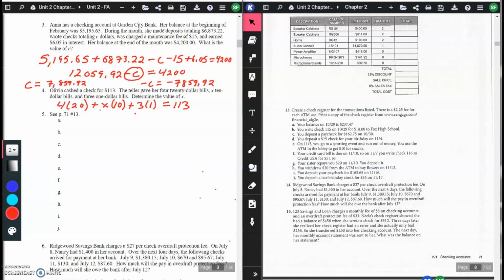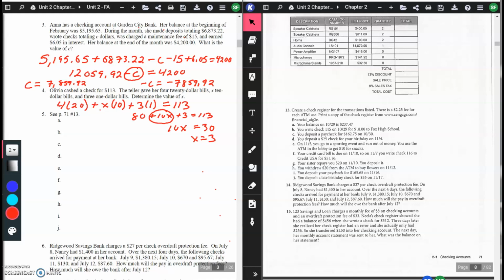Okay, so you're going to get 80, 4 times 20 is 80, plus 10x plus 3 equals 113. Okay, get the x by itself on the left, all the numbers on the right. So I'm going to subtract 80, I'm going to subtract 3, move it over to the right side. So 10x equals 30. So x equals 3. So that means there are 3 $10 bills.